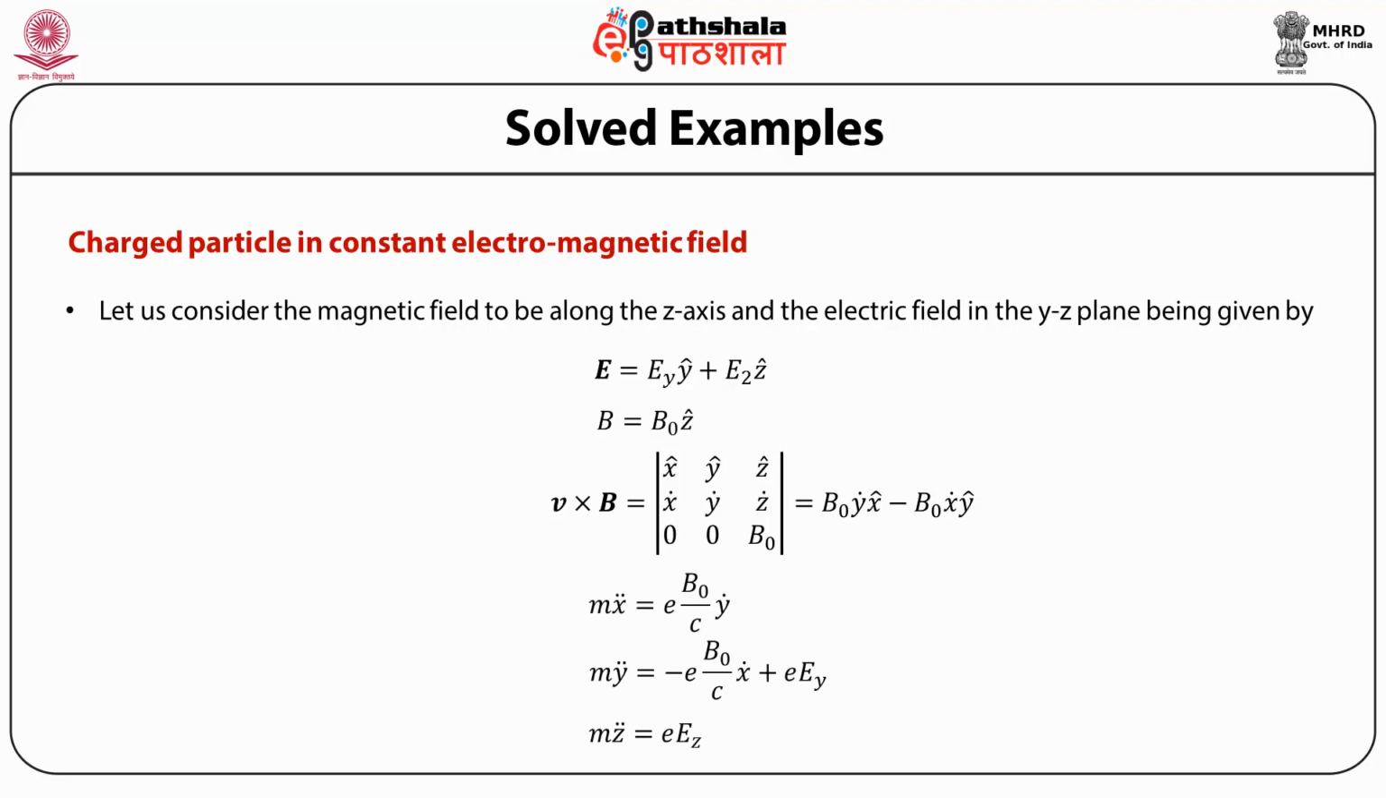Now the equations of motion can be easily written down, and we obtain m x double dot is equal to e B naught by c y dot, and m y double dot is equal to minus e B naught by c x dot plus e times Ey. The motion along the x direction is not affected by the electric field, whereas the motion along the y direction is affected by both the magnetic field as well as the electric field, and the motion along the z direction is only affected by the electric field component along the z direction.